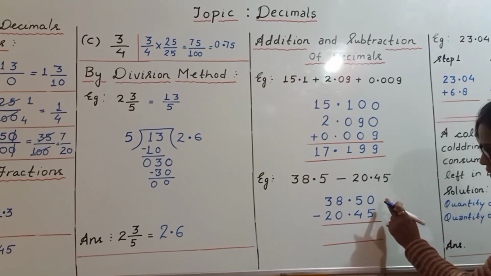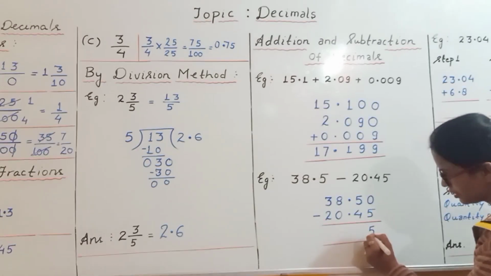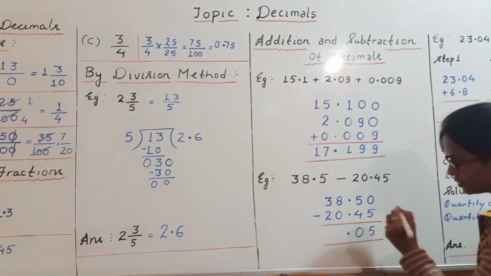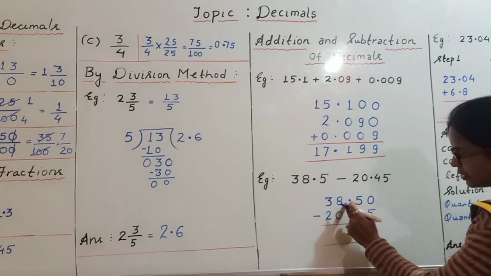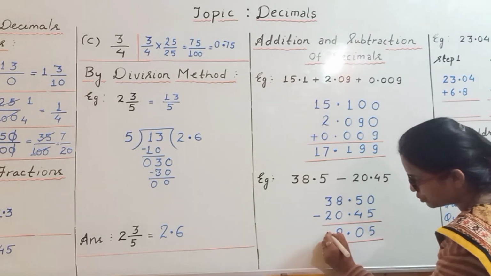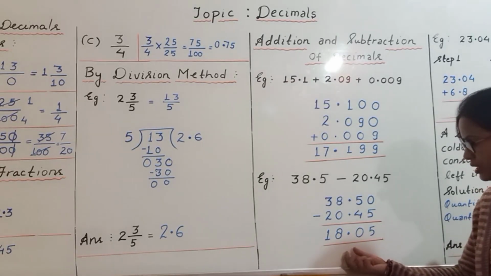Now start subtracting. 0 minus 5, because it is 0, so we have to take a borrow. It will be 10 minus 5, 5. It is 4 minus 4, 0. Then we copy the decimal. 8 minus 0 is 8. 3 minus 2 is 1. So the required answer is 18.05.